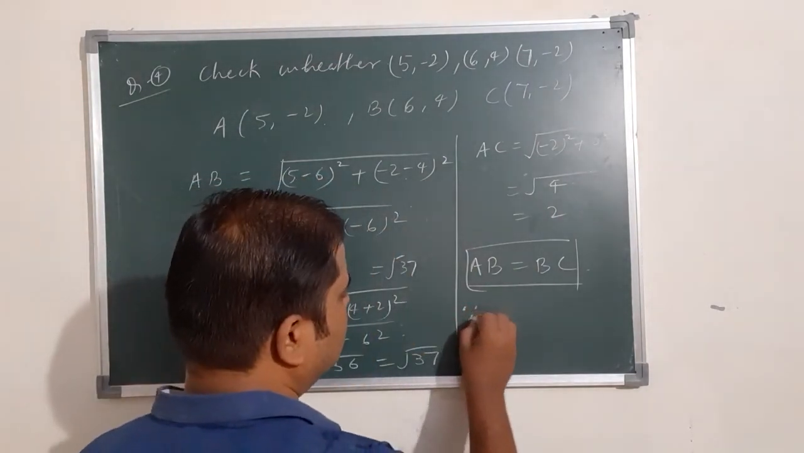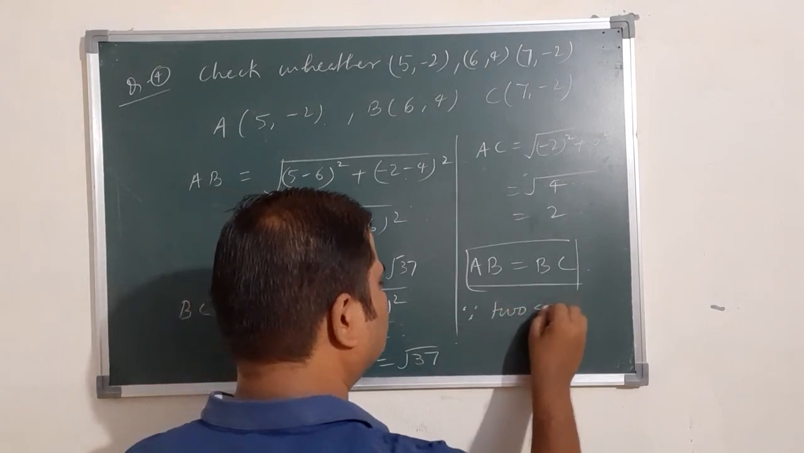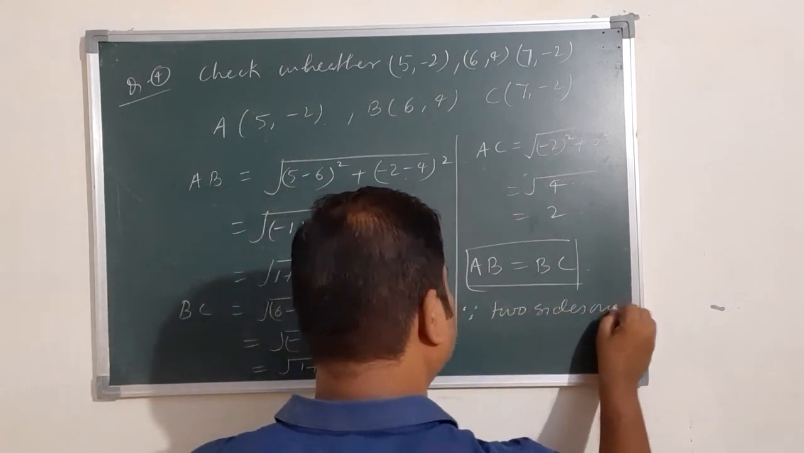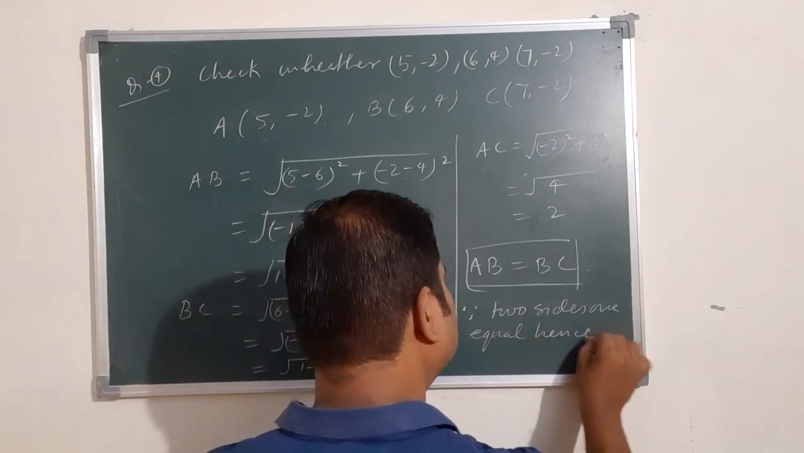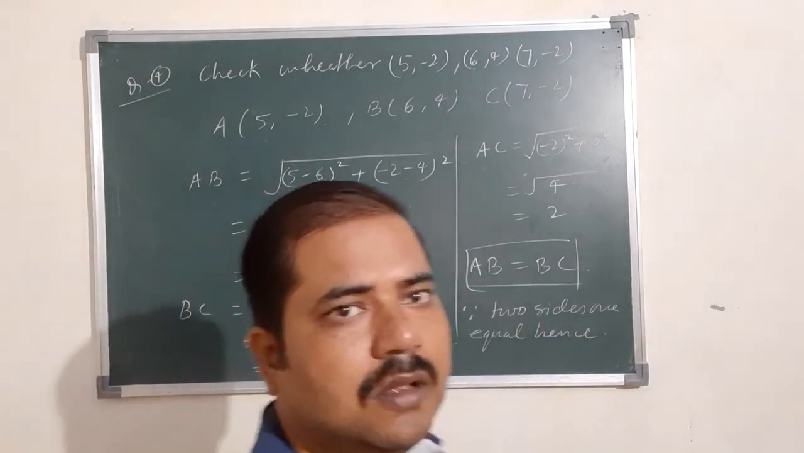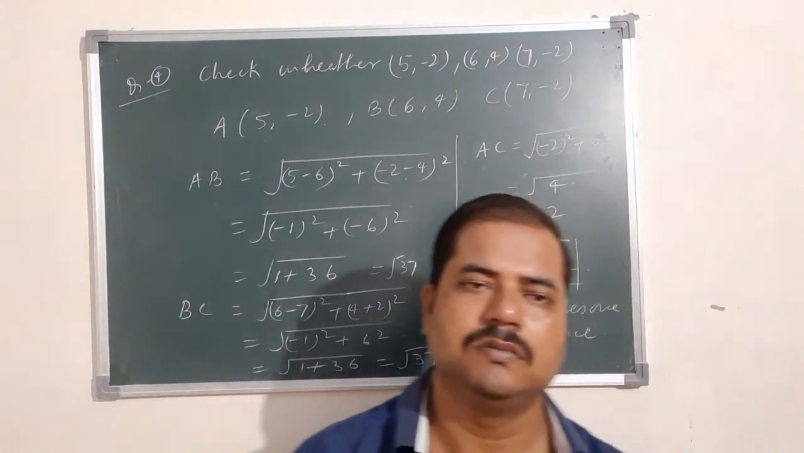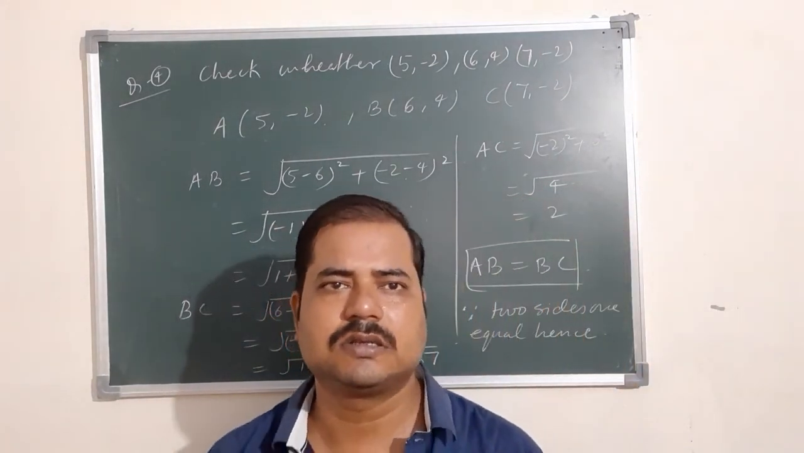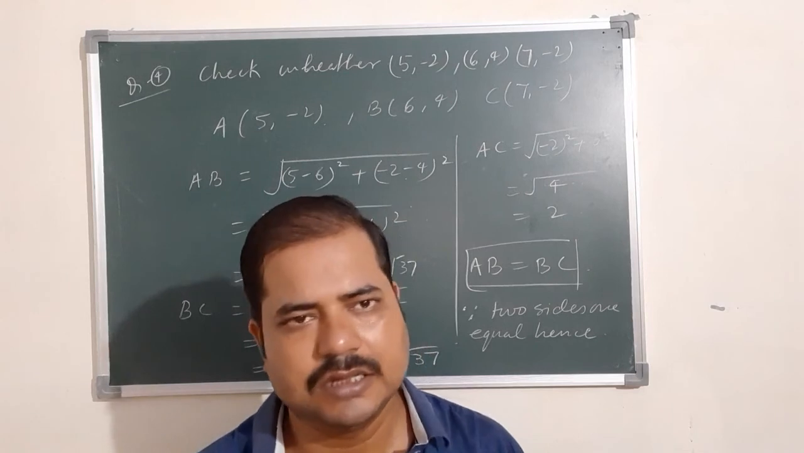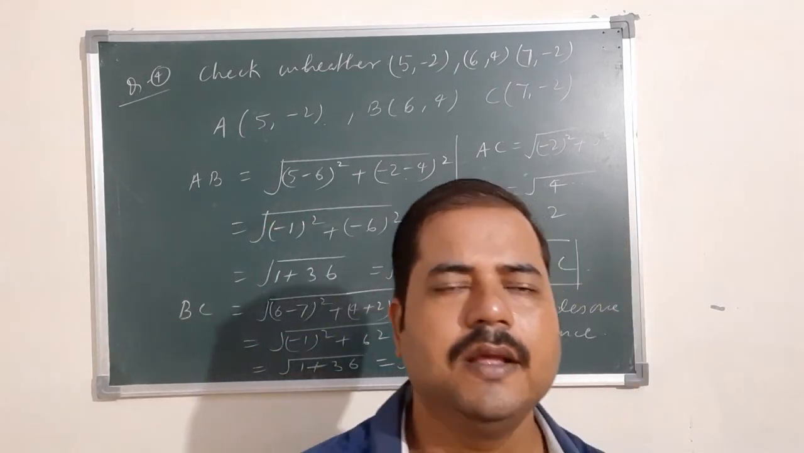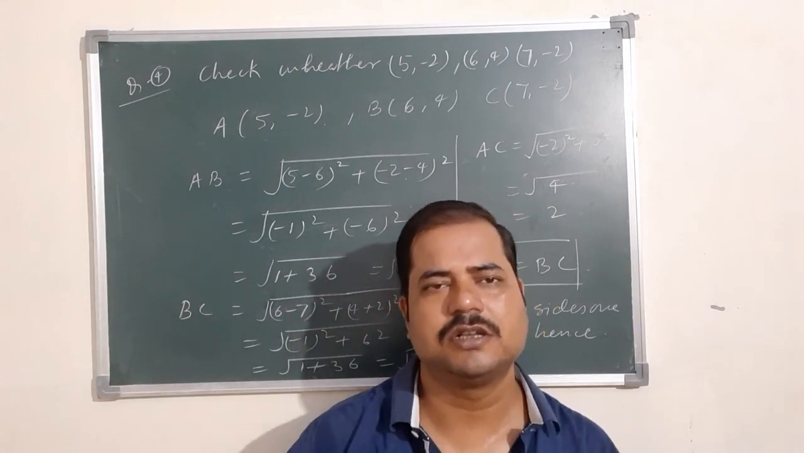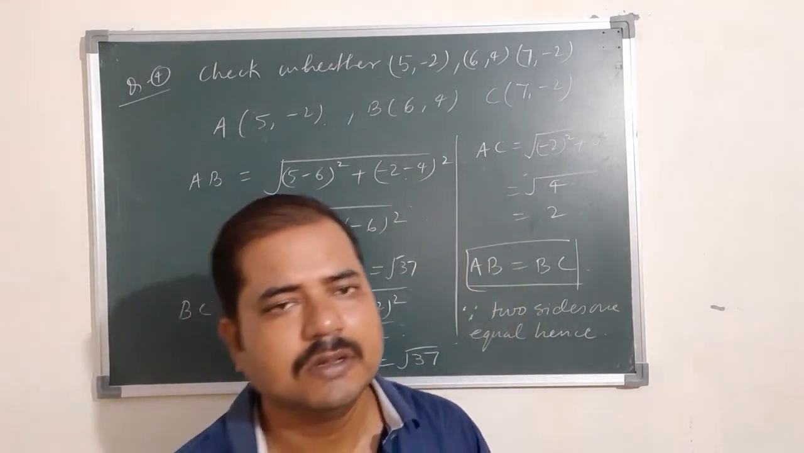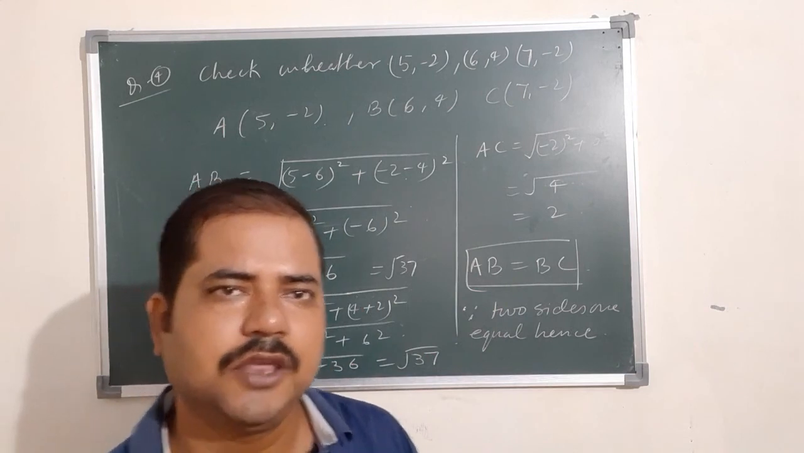Since two sides of the triangle are equal, the given vertices are the vertices of an isosceles triangle. So thank you for today. In the next lecture we are going to discuss more questions based on the distance formula. Thank you for today.